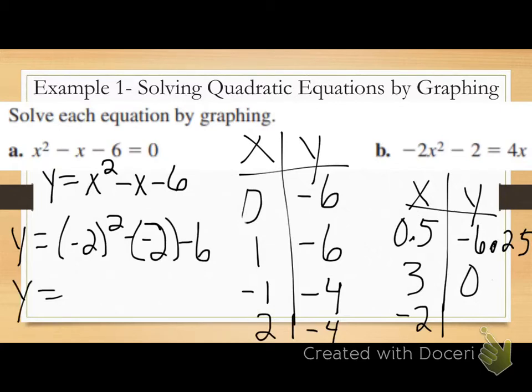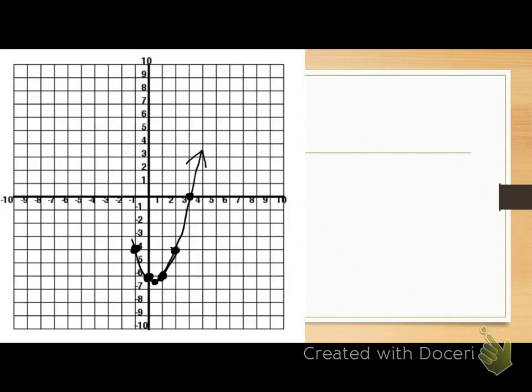What's negative 2 squared? 4. 2 negatives makes a positive. What's 4 plus 2? 6. 6 minus 6? There we go. So negative 2, comma, 0. Is my graph now crossing the x-axis there too? Yes. Are those going to be the only 2 points where it's going to cross the x-axis? Yes. We're probably good to stop there then.